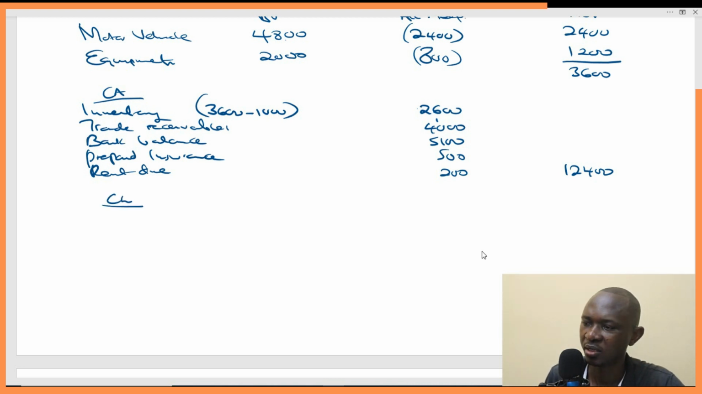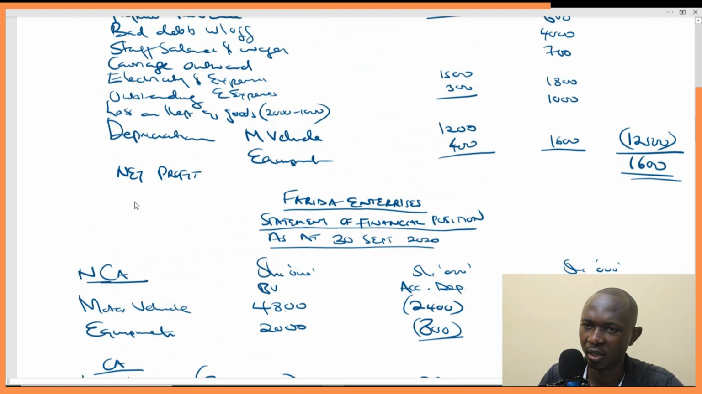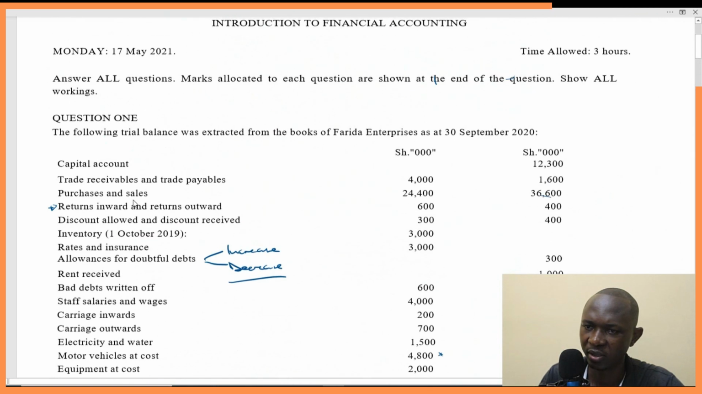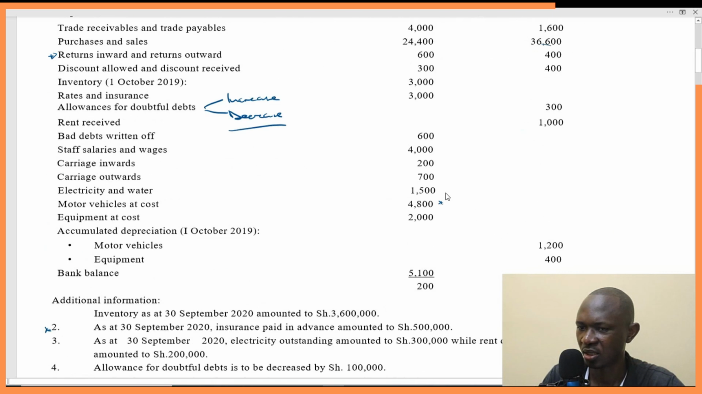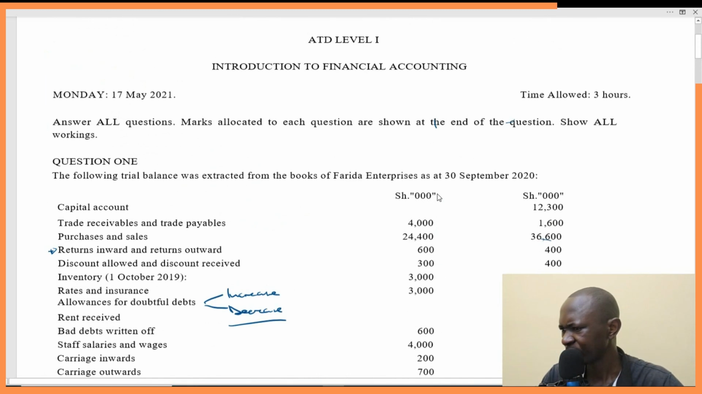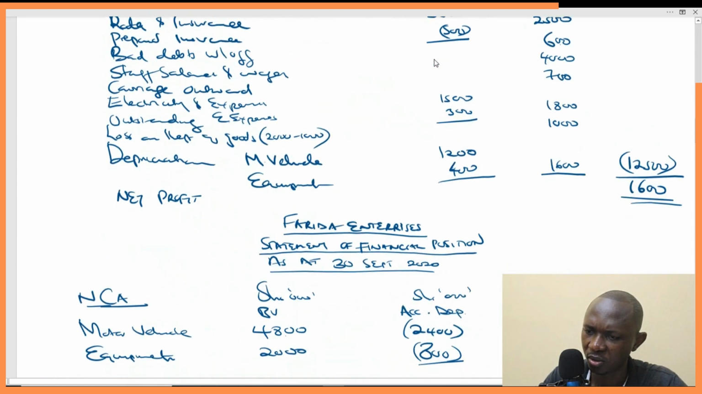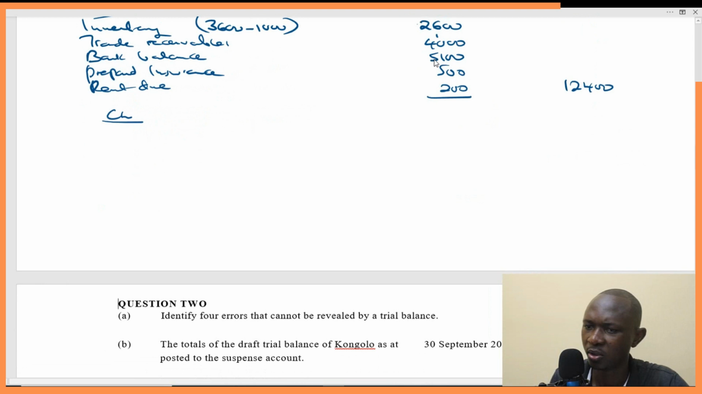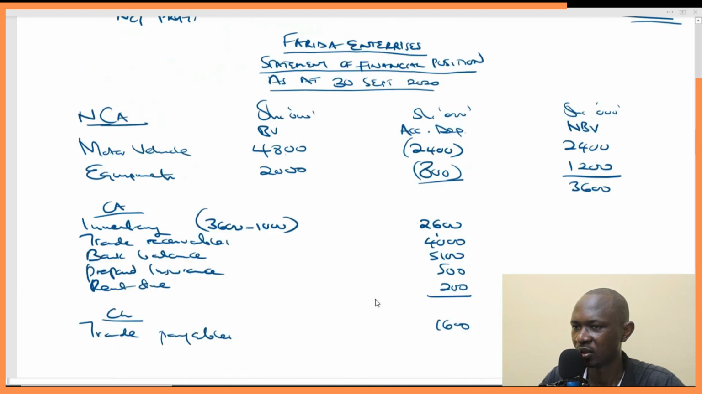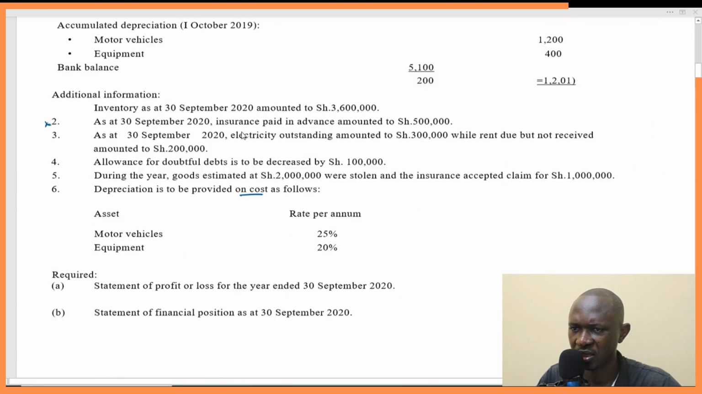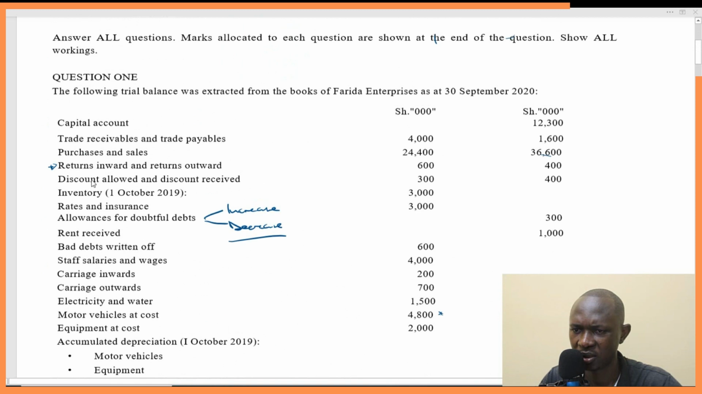So for current liabilities, now we start with the trade payables. I think it was quite obvious. Trade payables 1,600 on the credit side. Then we move to the next item. The next item is pick it again. We got the next item.